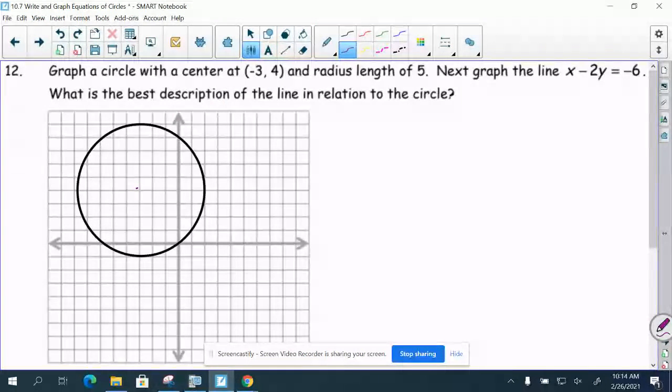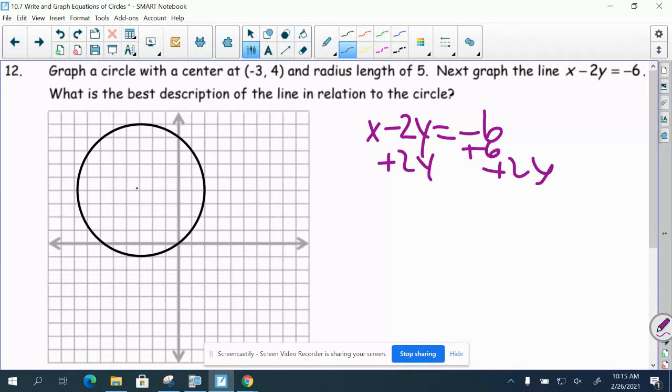And then it says graph the line x minus 2y equals -6. So in order to graph a line, we need to get it in slope-intercept form. So let's do that first. So I'm actually going to add the 2y over here, and then add the 6 over here. So it's x plus 6 equals 2y.